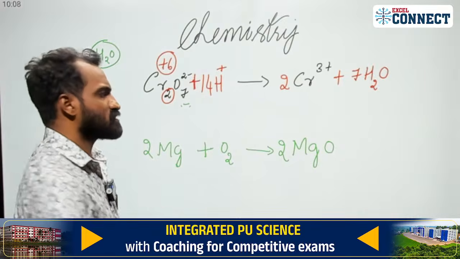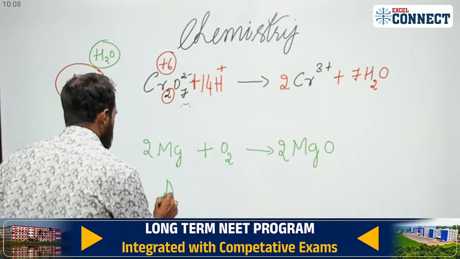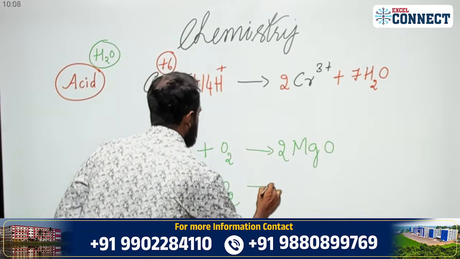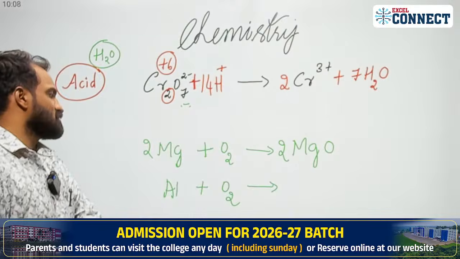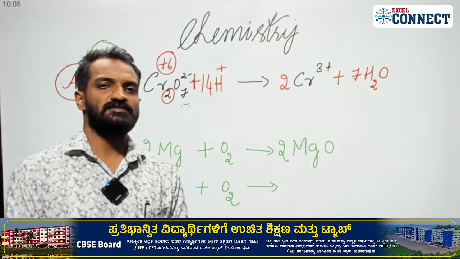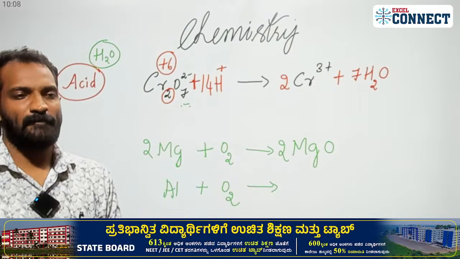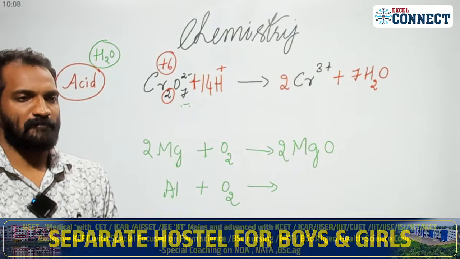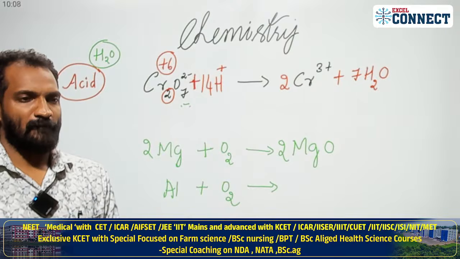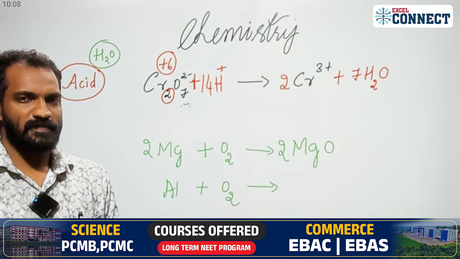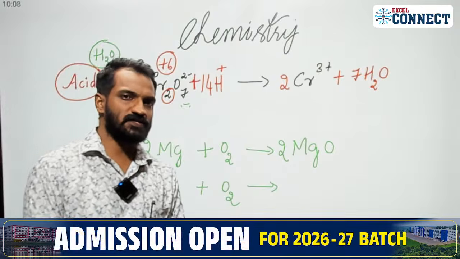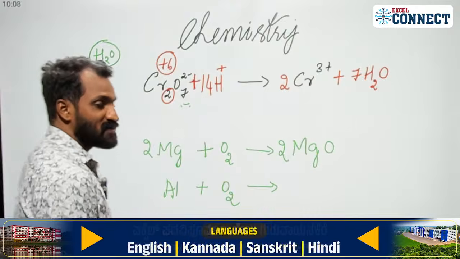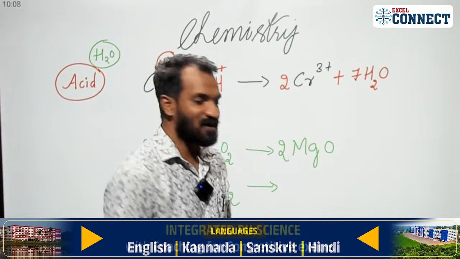Imagine aluminum reacts with oxygen. Aluminum, Al. Understood? It reacts with oxygen. What is the product? Can anyone tell? Aluminum undergoes combustion. What is the product? What is the aluminum oxide formula? Do you have any idea?